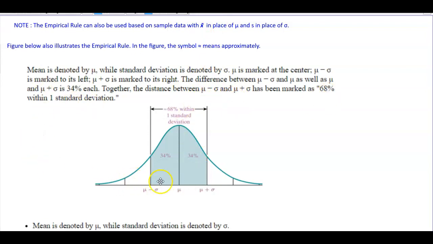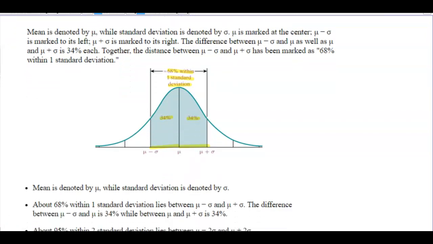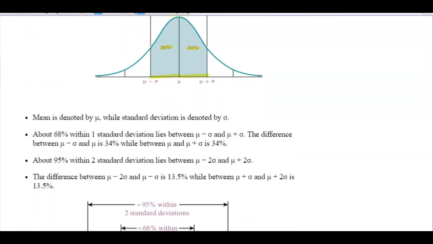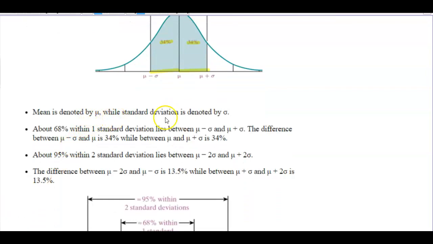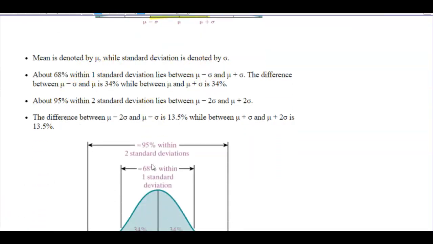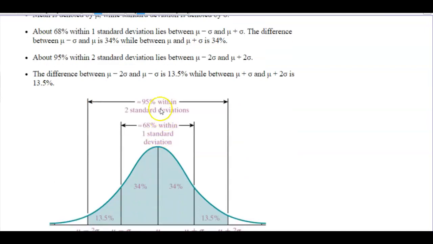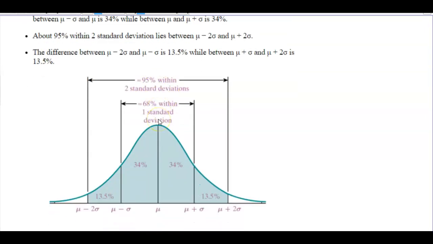So we can see here to the left of this value is 34%. This is also 34%. When you add them together, it gives 68%, which is within 1 standard deviation of the mean. Okay, now remember, the mean is denoted by mu, while the standard deviation is denoted by sigma. Now, we also know that about 95% is within 2 standard deviations.